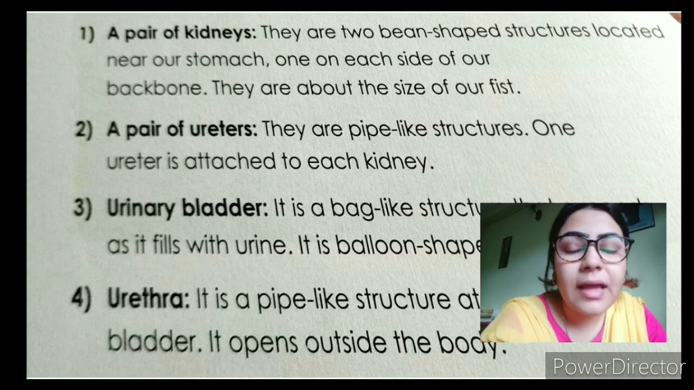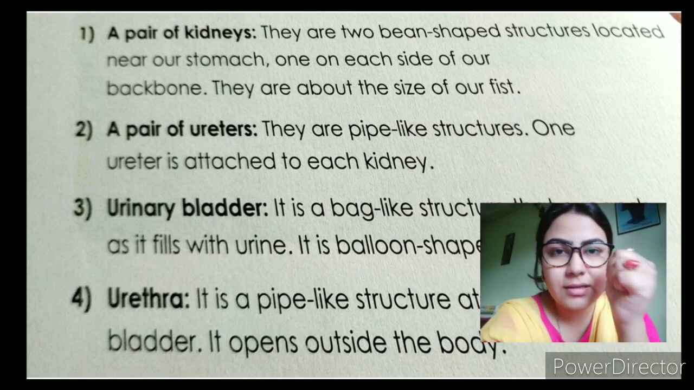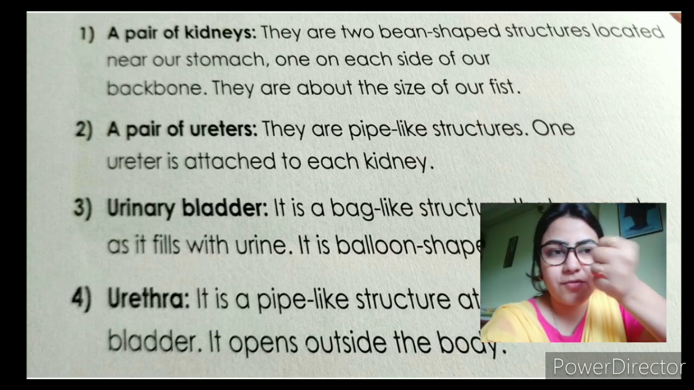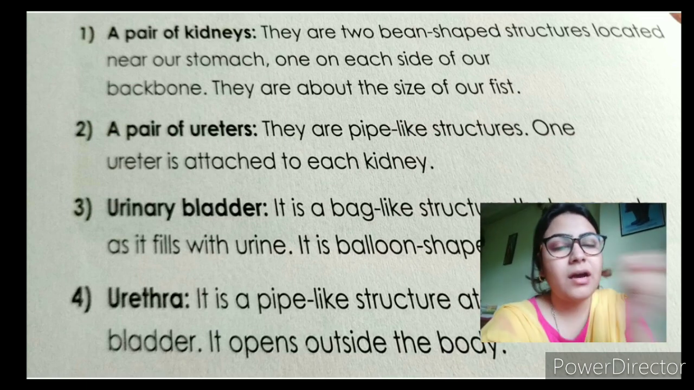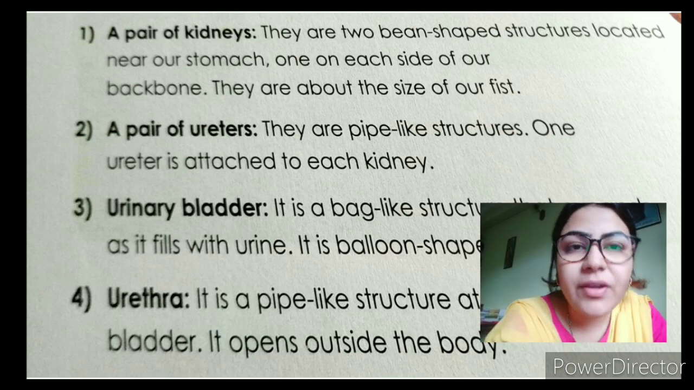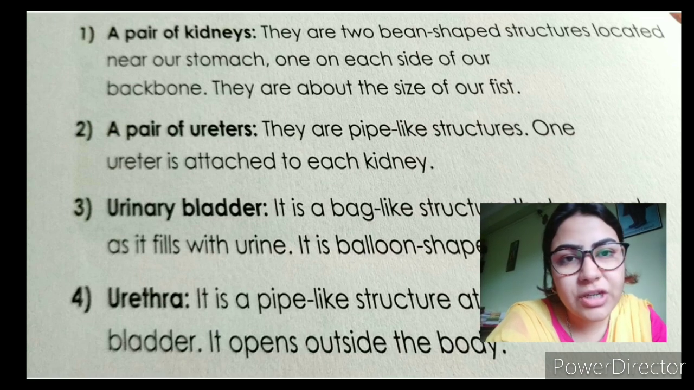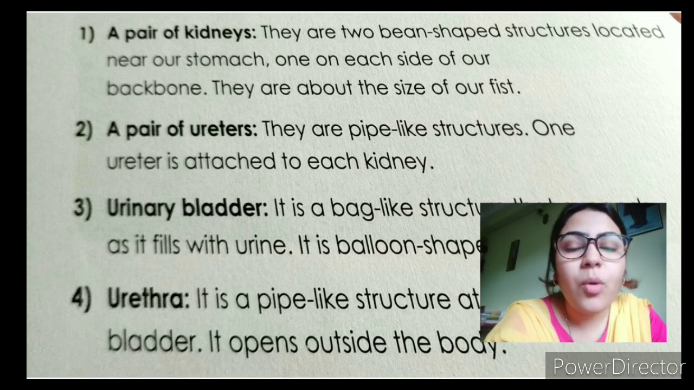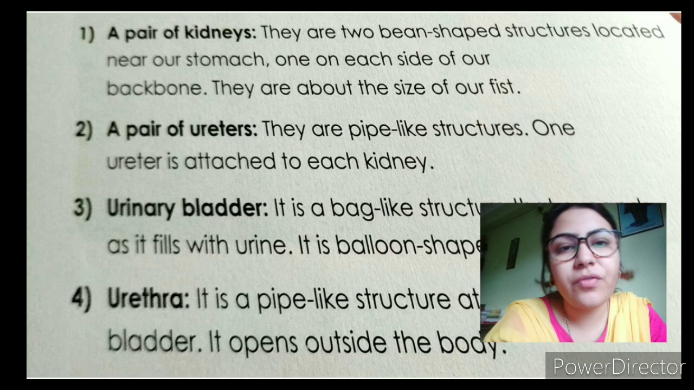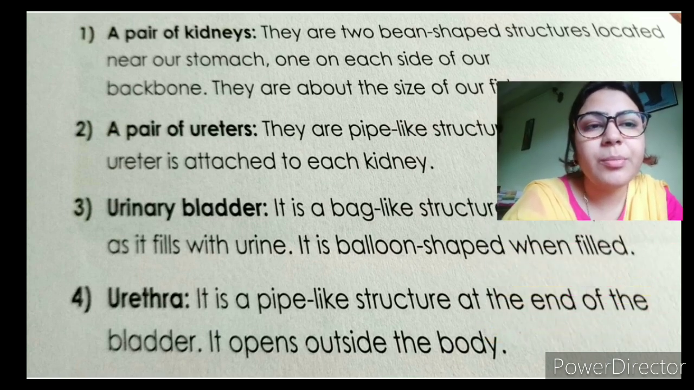Okay, and I told you about their size as well. They are the size of this. Yes, we put it like this and the other side, right? Two of them. Next, what are we having? We are having the ureters. They are pipe-like structures, as you saw in the diagram. One ureter is attached to each of the kidneys. Okay, then we are having the urinary bladder.